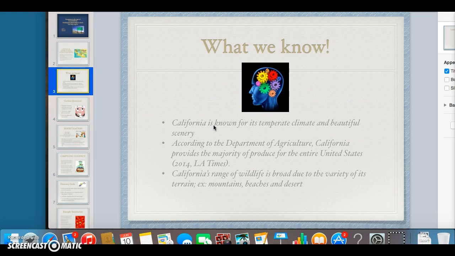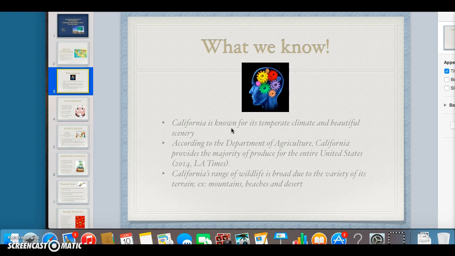This is what the student should know before this activity. California is known for its temperate climate and beautiful scenery. According to the Department of Agriculture, California provides the majority of produce in the entire United States. By this time, I'm assuming that students are reading informational texts that discuss California. They have an understanding of their place around them. And if they do not, I will provide this article that I quoted for them.